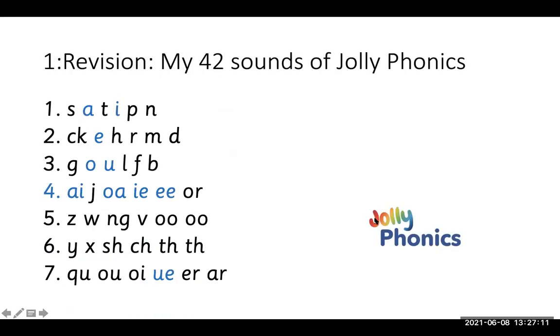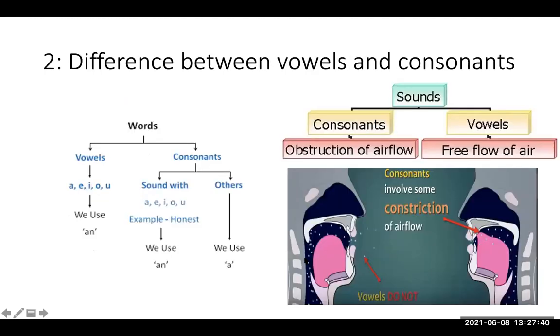So if you look at the 7 groups of Jolly Phonics sounds, you can see that we have short vowel sounds in the first 3 groups, and then in the fourth group we have 4 sounds of long vowels, and then in the seventh group we have the fifth one, the U sound. So this is how long and short vowel sounds are covered in the Jolly Phonics program.